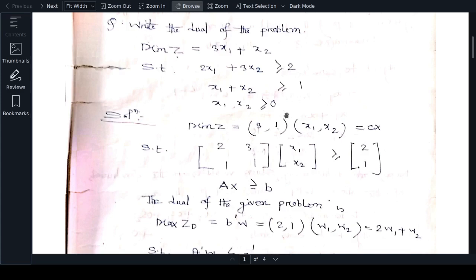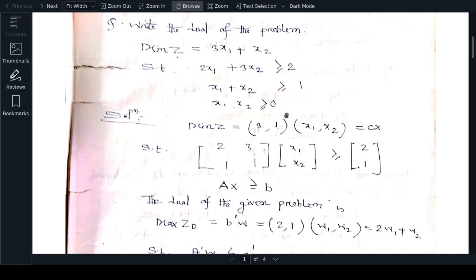Such that, next what we do, this constraint we shall write in matrix form. Clear? Yes, sir. Okay. So matrix form means you first write all the coefficients: row wise 2, 3 and 1, 1. Then x1, x2 with the greater than or equal symbol. Then the constant part is 2, 1.